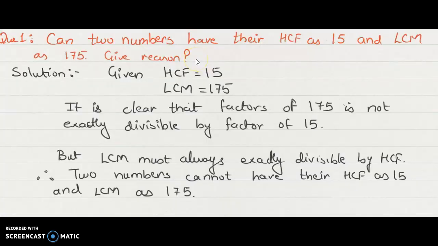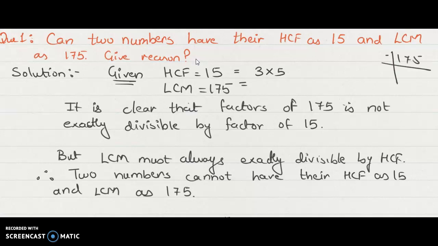The first question says, can two numbers have their HCF as 15 and LCM as 175? Give your reason. First of all, we will write what is given. We are given the HCF as 15 and LCM as 175. First we will find the factors. What are the factors of 15? That is 3 and 5.